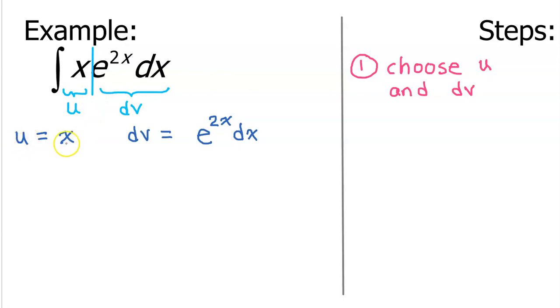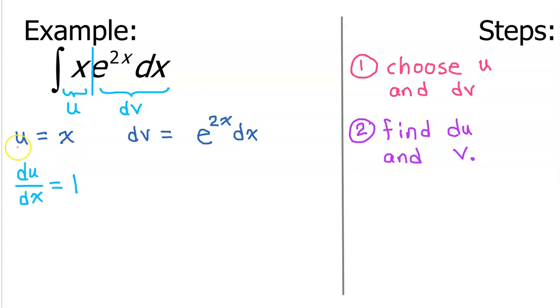So we will let u equal x, and we will let dv equal e to the 2x dx. Step 2 is to find du and v. We can find du by taking the derivative of both sides of this equation. The derivative of u is du dx, and the derivative of x is 1. Multiplying both sides of the equation by dx gives us du equals dx. So we found du, now we just need to find v.